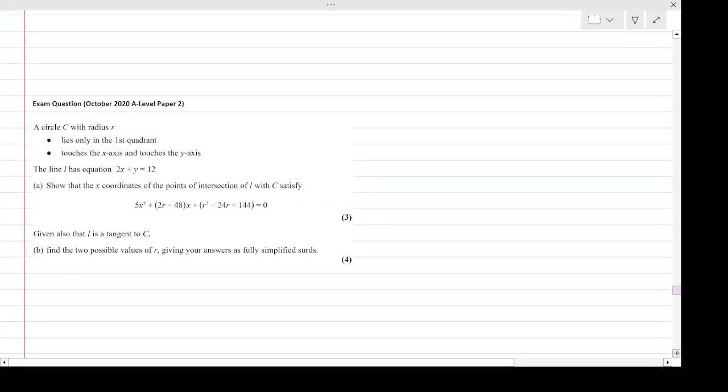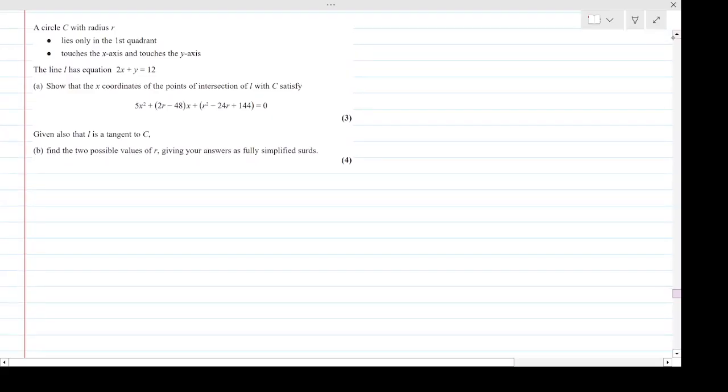Okay. Final question then. A sort of challenge, harder step up question. So final exam question here. We are told a circle with radius r lies only in the first quadrant and touches the x-axis and touches the y-axis. The line L has equation 2x plus y equals 12. Find the x coordinate of the points of intersection of L and C that satisfies this equation. Show that this equation holds when they intersect.